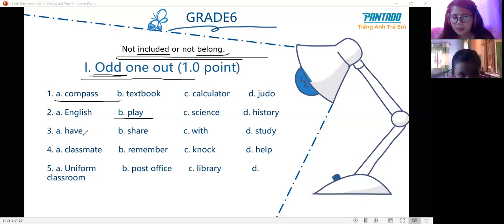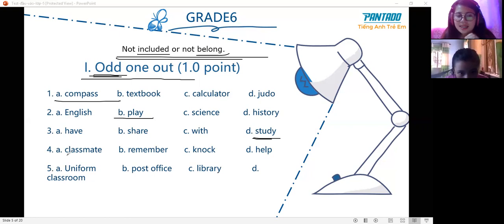Which word is not belong to the group? Is it letter A, have, letter B, share, letter C, with, letter D, study? What letter, Hanh? Study. Okay, study. That is not study, that's study. Study. Very good.